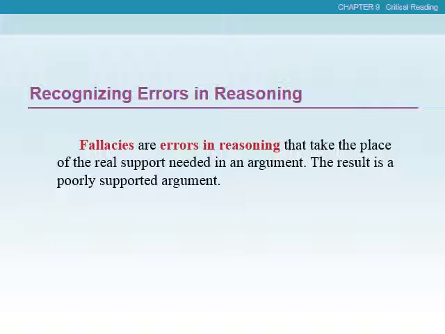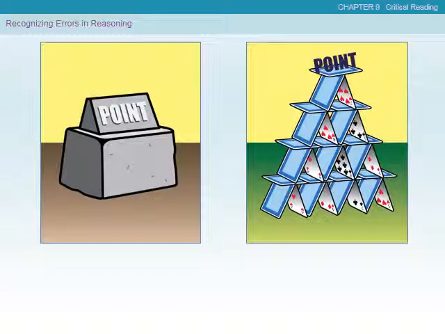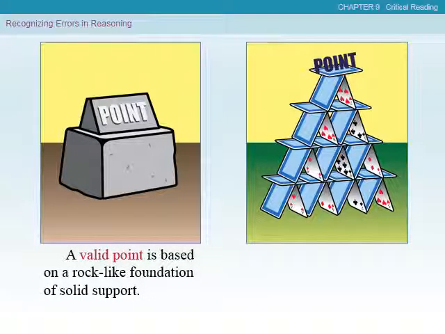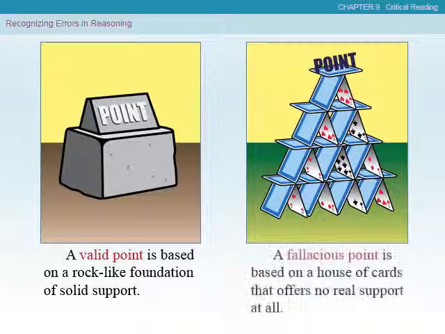When we talk about a fallacy, the word fallacy means an error in reasoning. It takes the place of real support needed in an argument. The result is a poorly supported argument. The argument on the left is the kind you want, with a solid base of support. But a fallacy is like the argument on the right, so that if the wind blows, the entire argument falls down. A valid point is like this, but a fallacious point is built on a house of cards. There's not any real support.